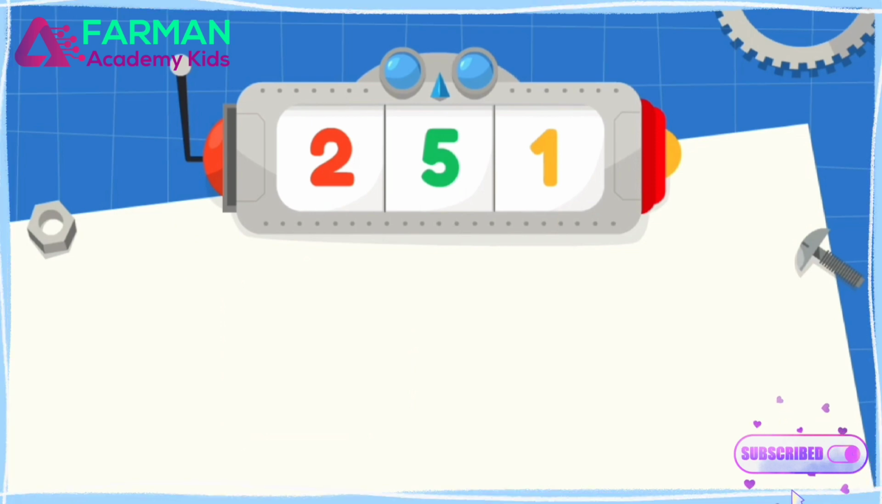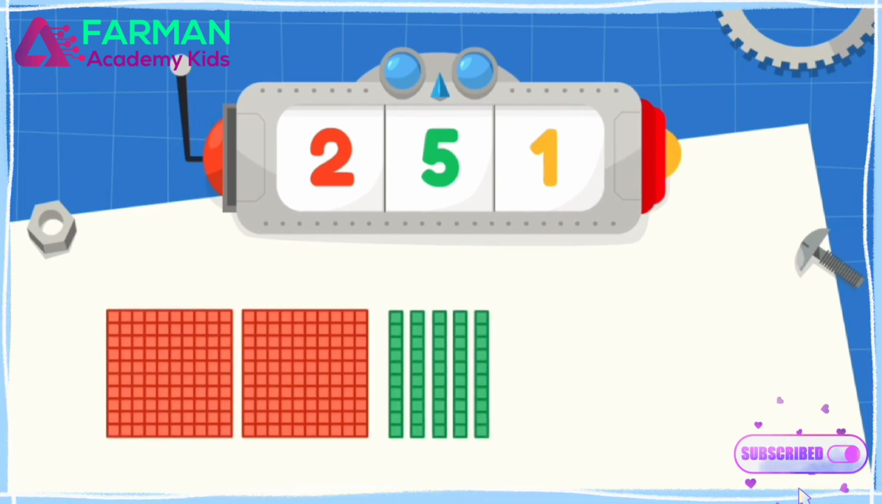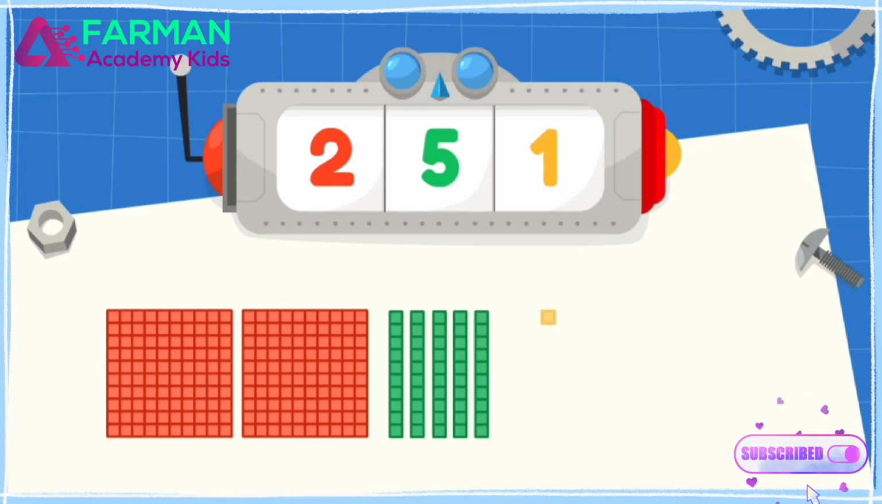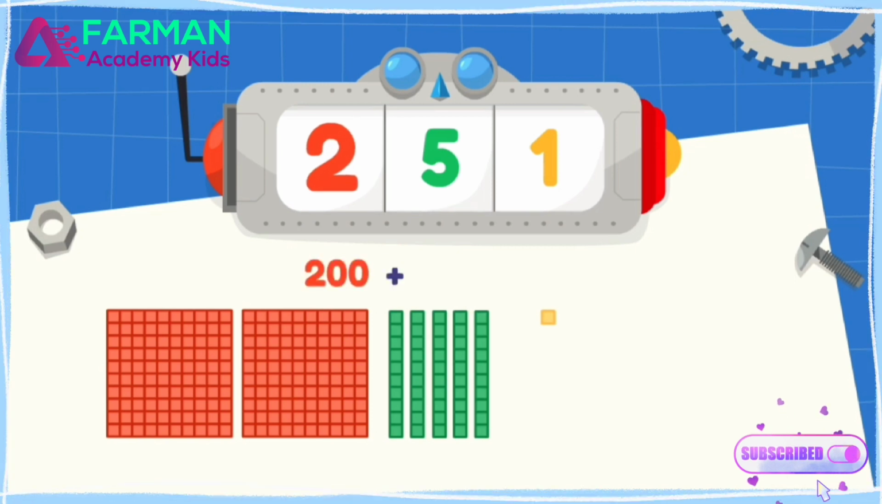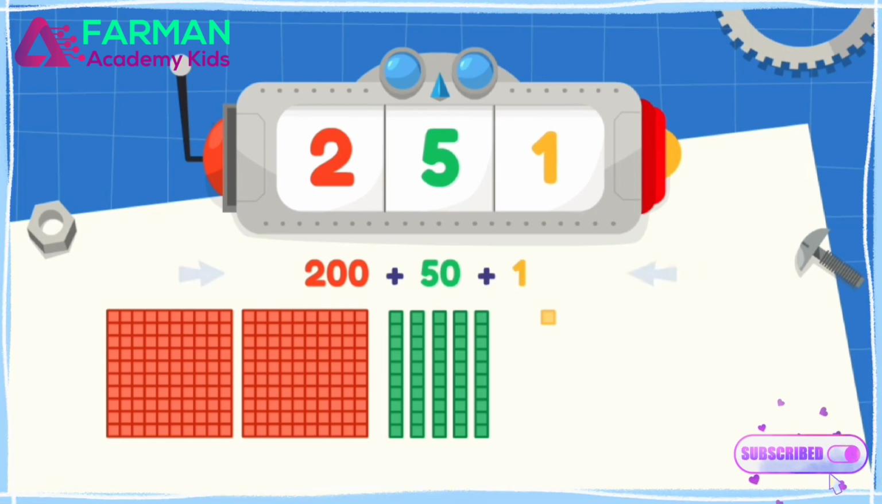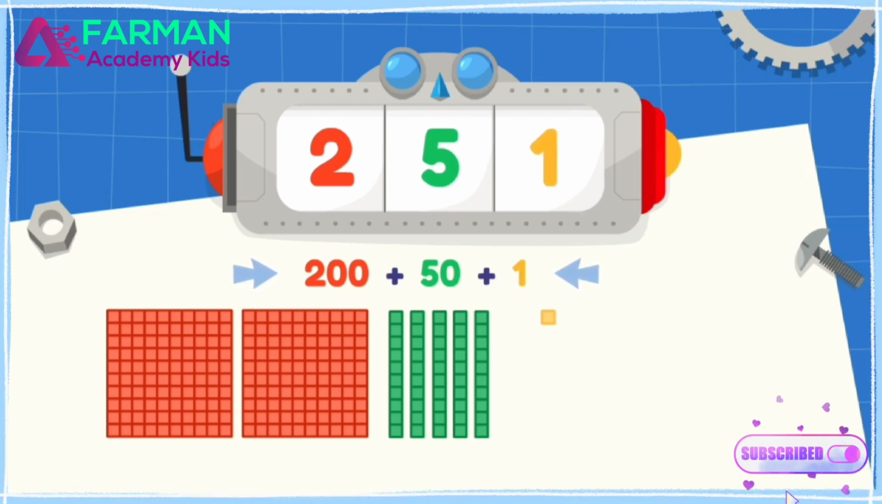251. This number is made up of 2 flats, 5 rods, and 1 block. That means it is made up of 2 hundreds, and 5 tens, and 1 block. This is the expanded form of 251.